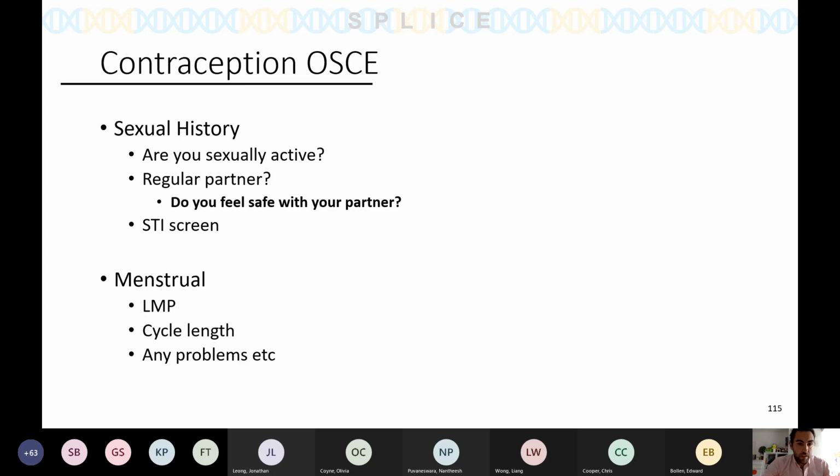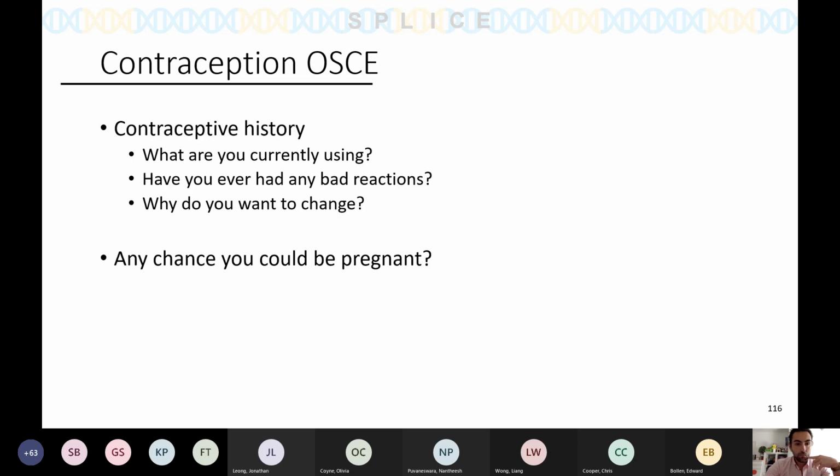Cool. So key things you need to ask about before starting someone on contraception. The sexual history. Are you sexually active? Regular partner? Do you feel safe with your partner? STI screen. It's similar to what we've spoken about before, so you want a good thorough sexual history. Menstrual history: last menstrual period, cycle length, any problems with your menstrual cycle. Do they have painful periods or heavy periods?